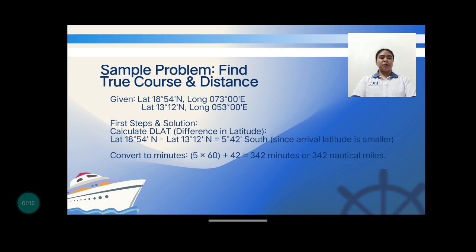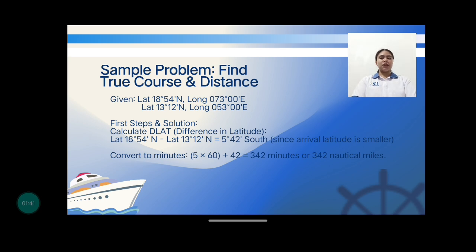So we have the sample problem. Find the true course and distance. So we have the given latitude 18 degrees 54 minutes north and longitude 073 degrees 00 minutes east, and we have the latitude 13 degrees 12 minutes north and longitude 053 degrees 00 minutes east.